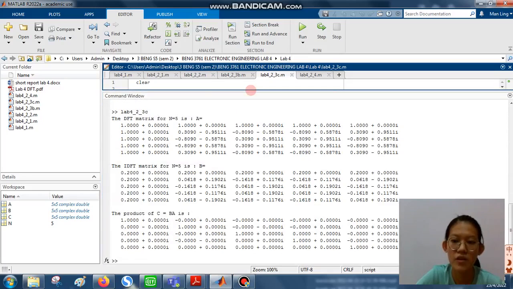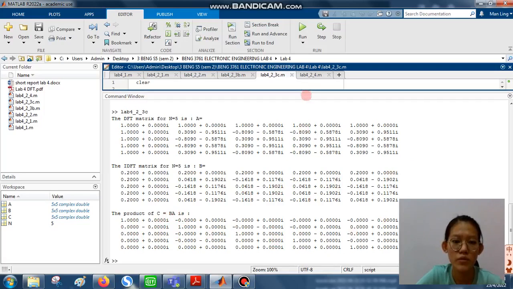Then you can see at the command window, the DFT matrix A is equal to this one. The IDFT matrix for B is equal to this one. And the product C equal to BA is this one.